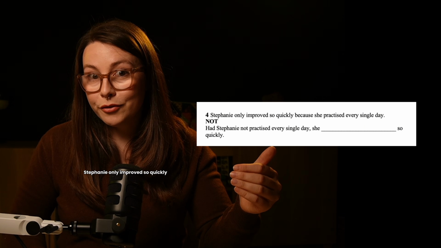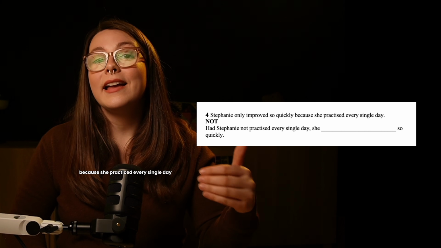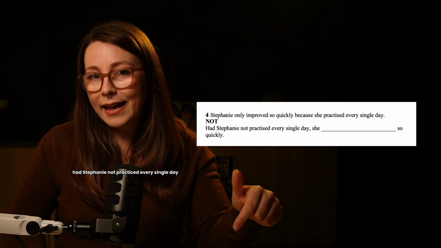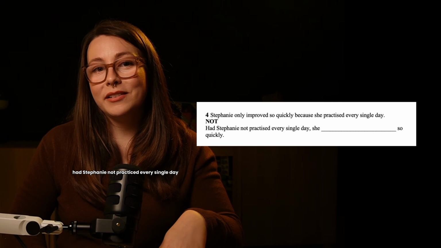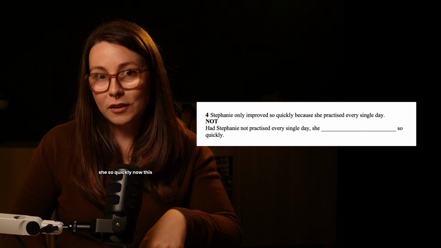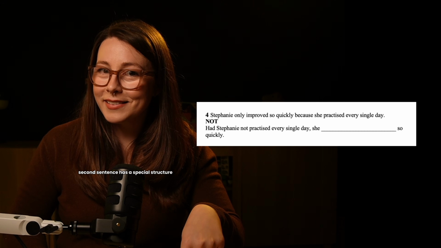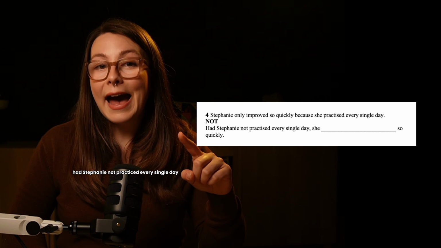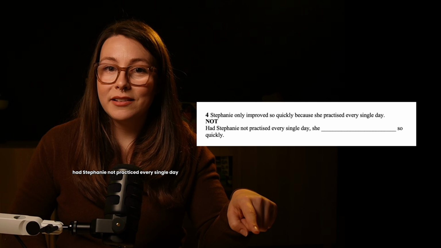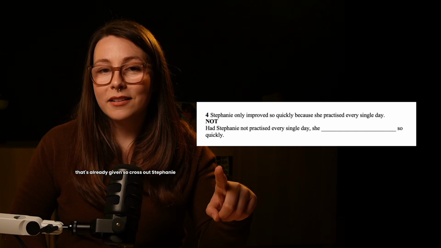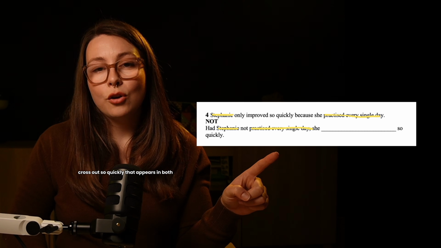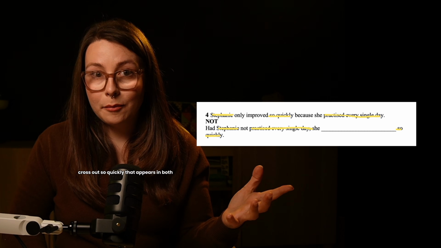So let's look at question 4. Stephanie only improved so quickly because she practiced every single day. Our keyword is not. The sentence is, had Stephanie not practiced every single day, she so quickly. Now, this second sentence has a special structure because look at the beginning of sentence 2. Had Stephanie not practiced every single day, that's already given. So cross out Stephanie not practiced every single day. Cross out so quickly, that appears in both.